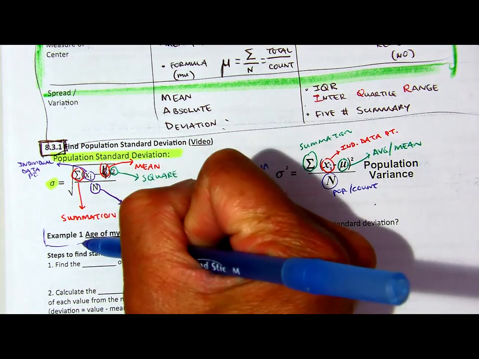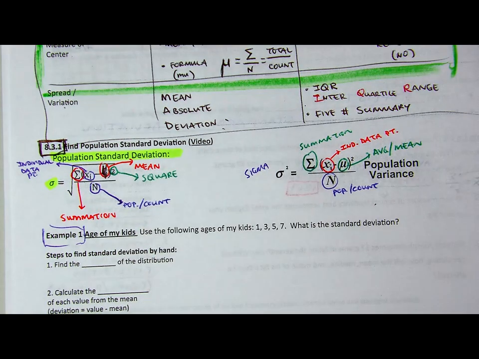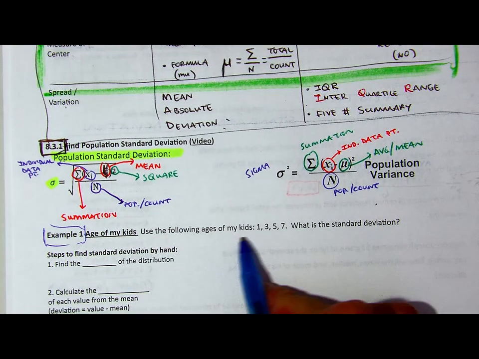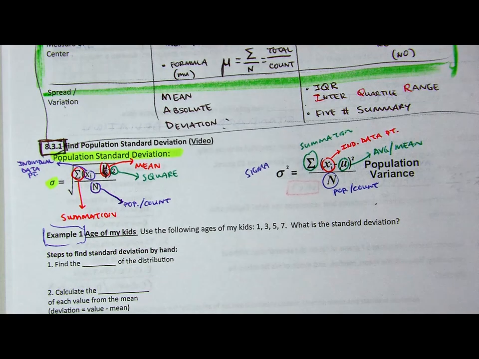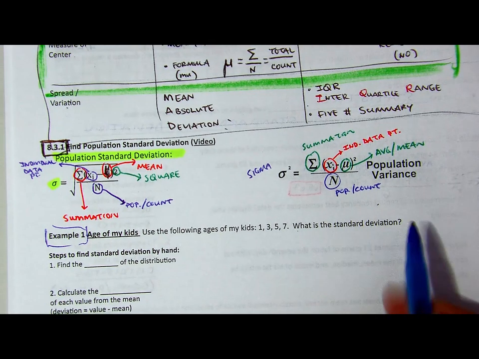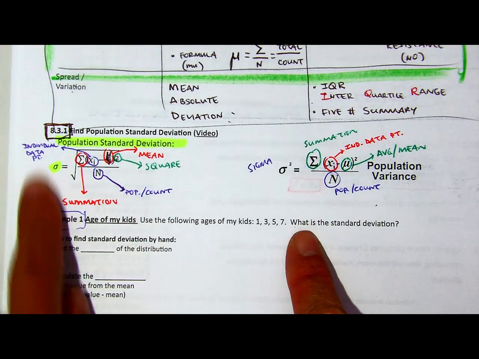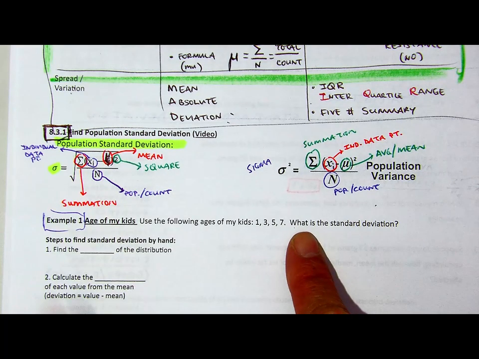Example number 1, the ages of my kids. Long time ago, I only had 4 kids, and their ages were 1, 3, 5, and 7. The question is, what is the standard deviation? So we're going to be doing this formula. Let's break it down into a couple of steps.